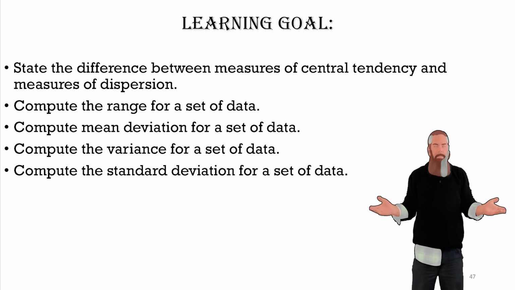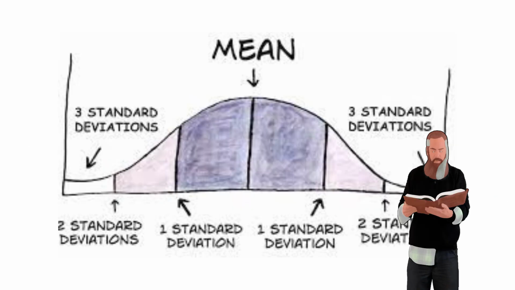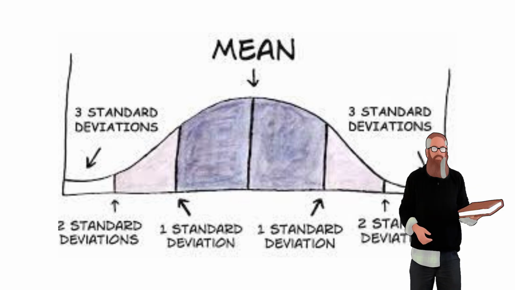Now, let's state the difference between the measure of central tendency and the measure of dispersion. Measures of dispersion, also referred to as spread, are single numbers that are used to represent a range of numbers in a given data set.